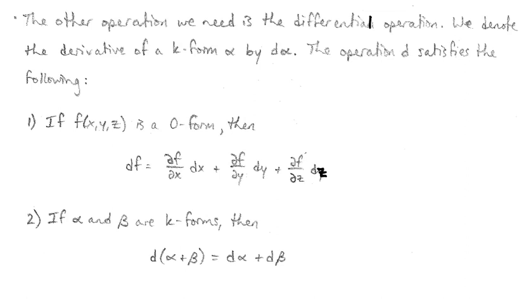Number one is essentially stating how do you find the derivative of a zero form. If you have a zero form, a function of x, y, and z, then df, the differential of f, or the derivative of f, is equal to the partial of f with respect to x times dx, plus the partial of f with respect to y times dy, plus the partial of f with respect to z times dz.